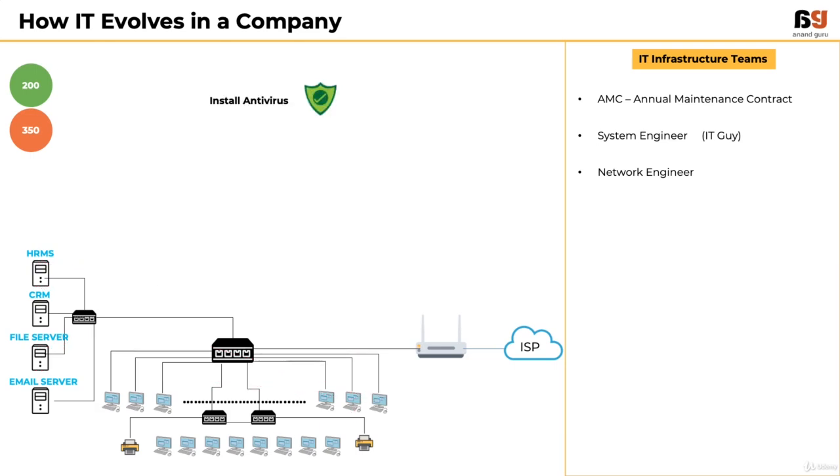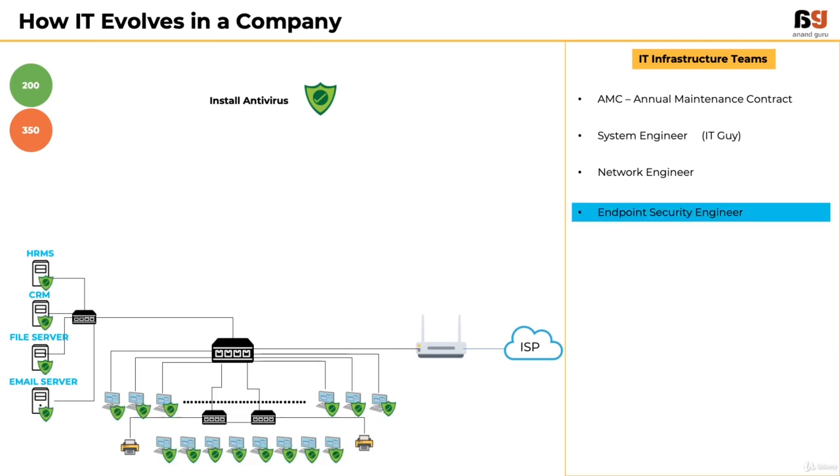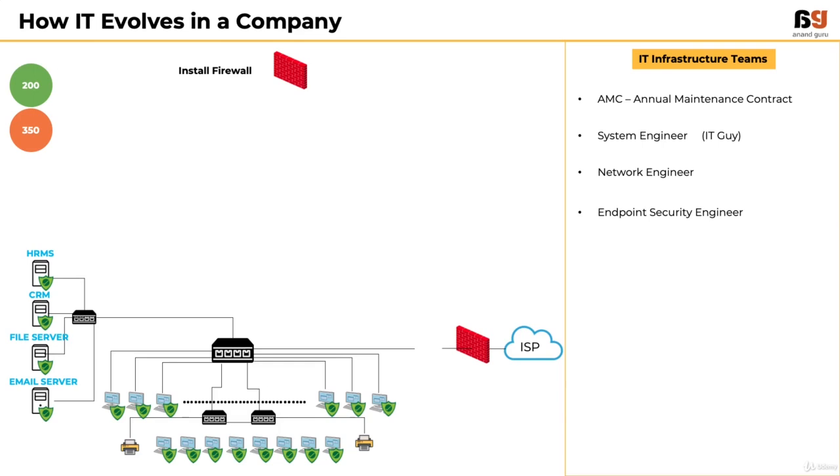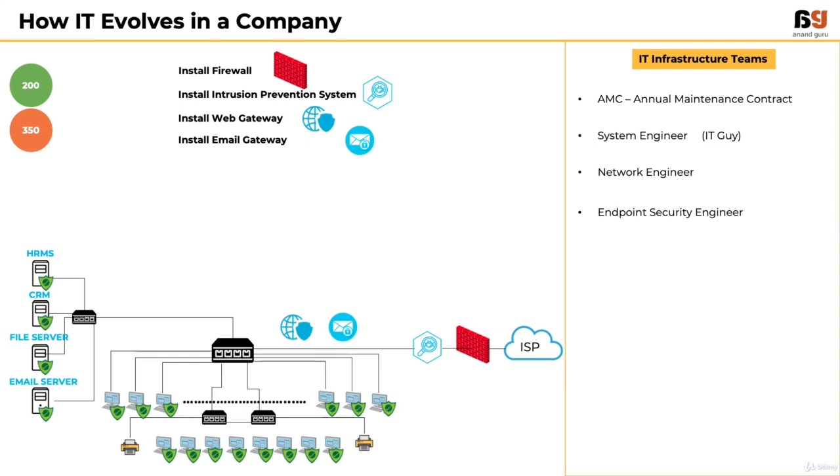So we decided to install antivirus. And in order to configure and implement the antivirus on all the systems, we hired an endpoint security expert. Similarly, we also implemented several solutions to protect our network, like firewall, intrusion prevention system, web gateway, email gateway, etc. And to implement them effectively, we have hired a network security engineer.